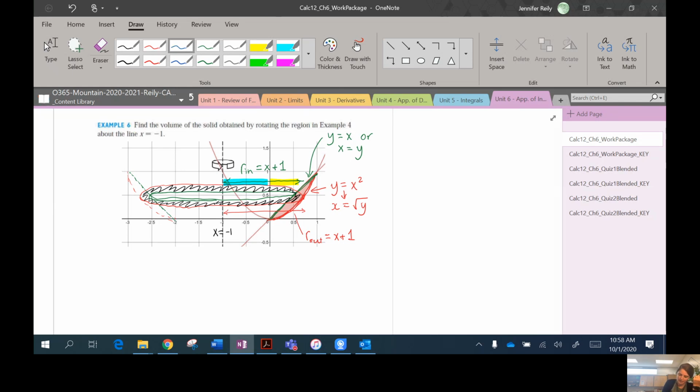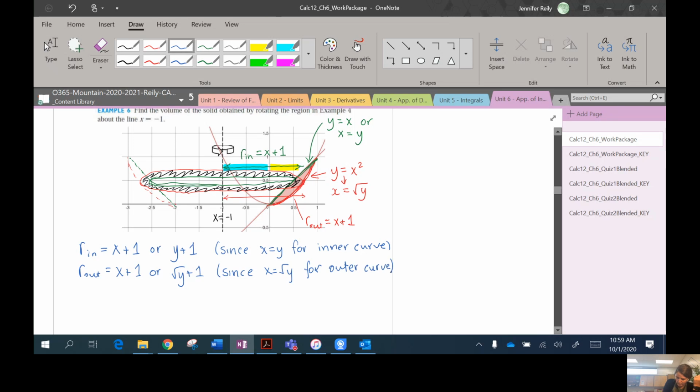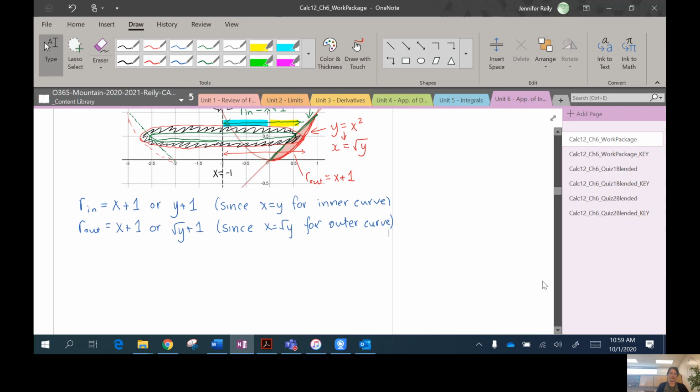So the outer radius and inner radius can be written as, our inner is going to be x plus 1 or y plus 1, since x equals y for that curve. And the outer radius is x plus 1 or root y plus 1. I'll put in brackets since x equals y for the inner curve, and then in brackets since x equals root y for the outer curve. Okay, great. So we've got our inner radius, we've got our outer radius.